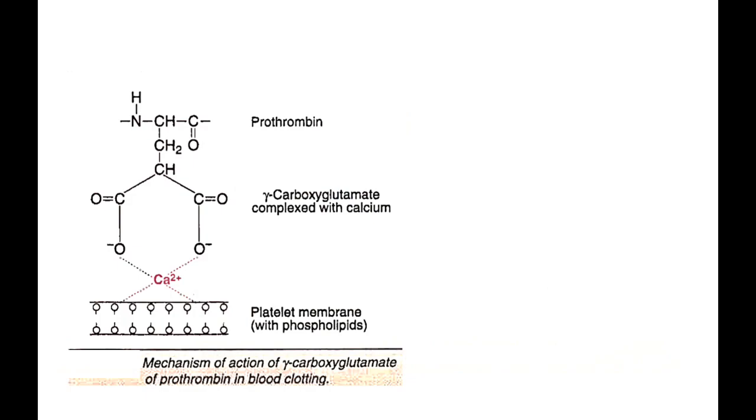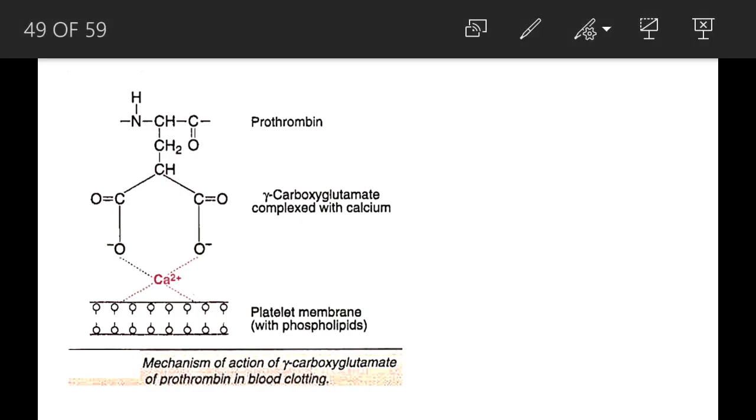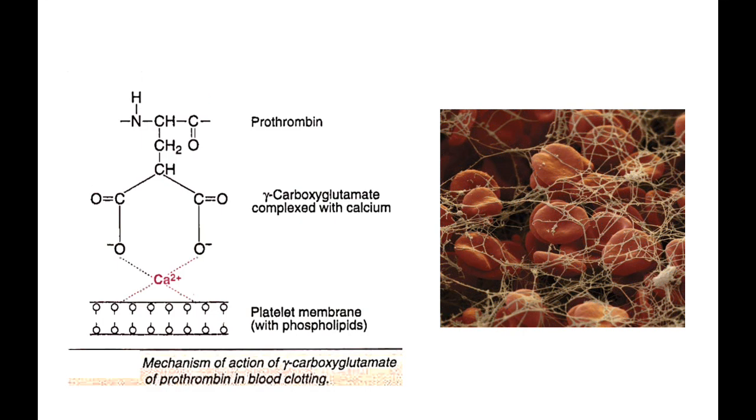Here you can see prothrombin is the clotting factor which is gamma carboxylated. Here is a COO, that is a carboxyl group, and this is another carboxyl group which gives the negative charge, which binds with calcium, that is positive charge, and will bind with the platelet membrane phospholipids, that ultimately leads to coagulation of blood.